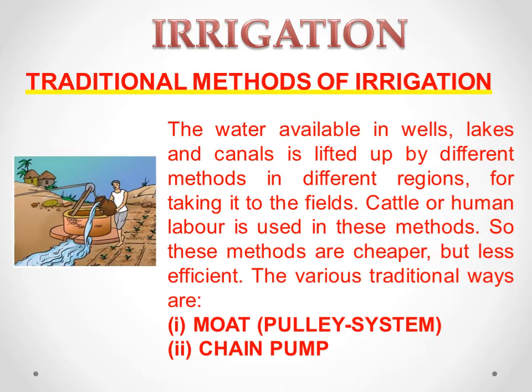Now let us see the various traditional methods of irrigation used in the olden days. The water available in the wells, lakes and canals is lifted up by various methods in different regions for taking it to the fields. Cattle or human labor is used in these methods. The various traditional ways are the pulley system or mott, the chain pump, dekli or rahat.